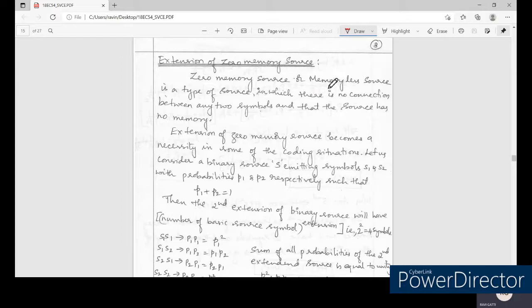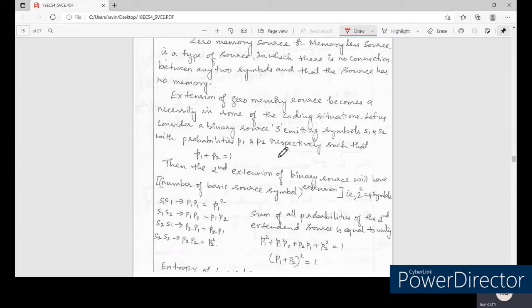In the last class, we discussed the extension of the zero memory source. In brief, what we mean by extension of a zero memory source is that if a source emits a certain number of symbols, and we want to increase the number of symbols of the source alphabet, then we go for the extension of the zero memory source.